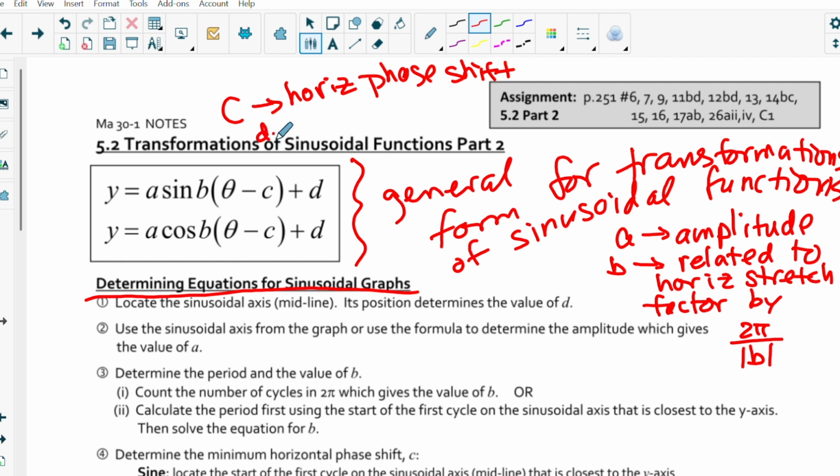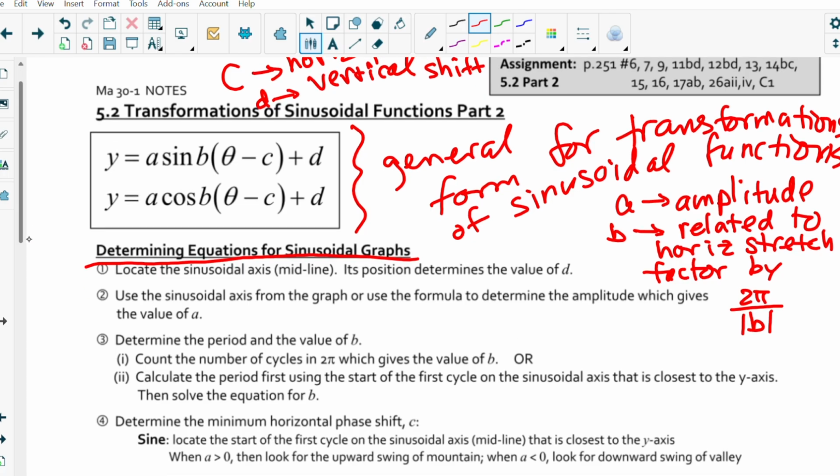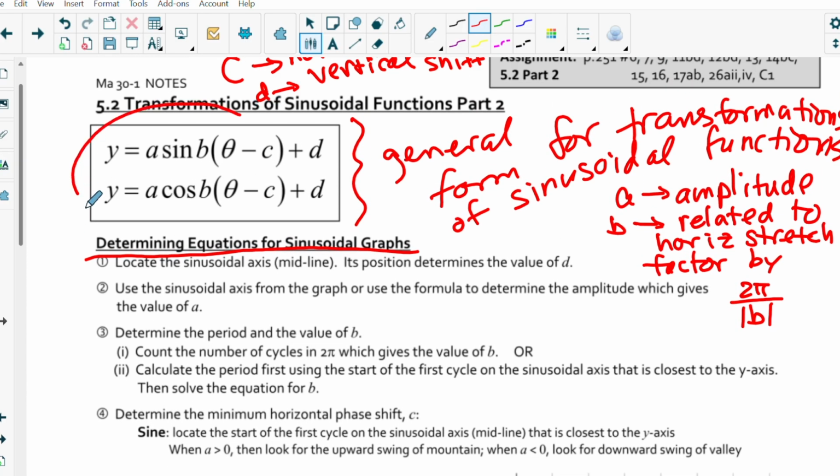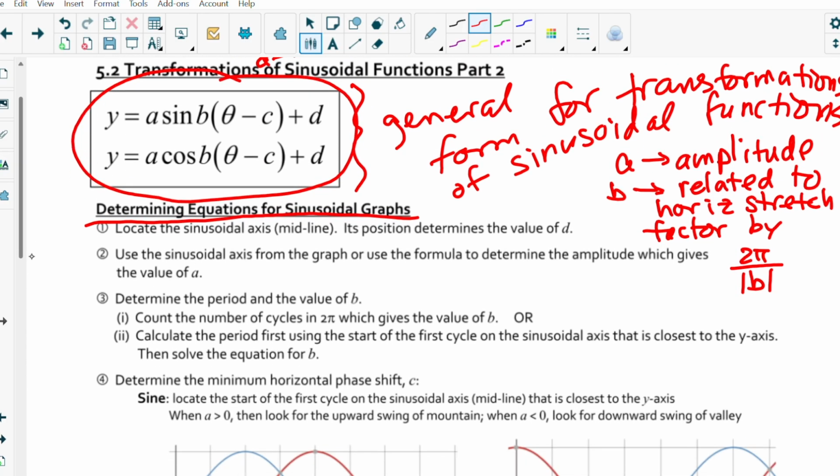And then lastly, the fourth possible transformation is our D value, which is our vertical, I don't want to say translation, vertical shift, sorry, vertical shift. This is like our K value, vertical shift up or down. Okay, so that's a quick review of the 4 different parameters of our transformations of sinusoidal functions.